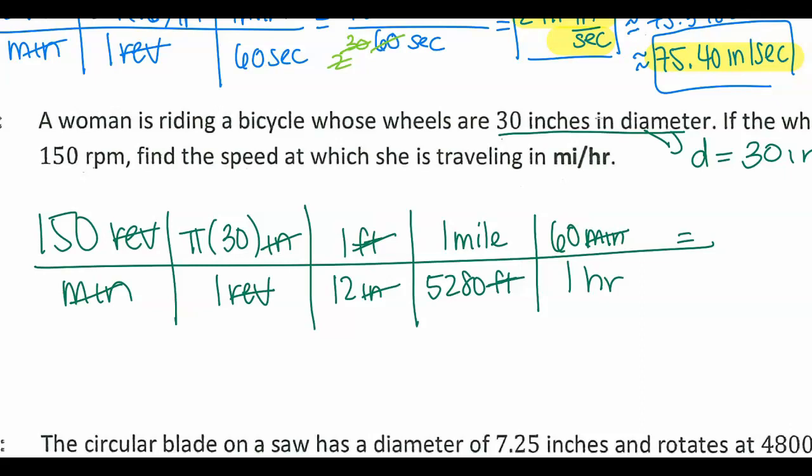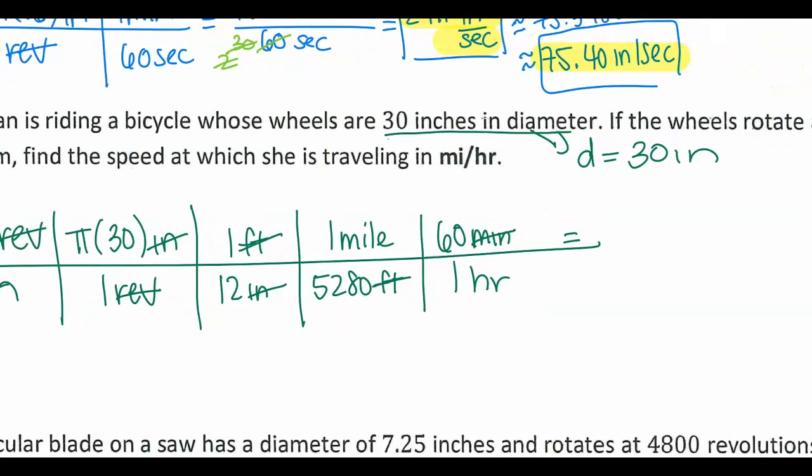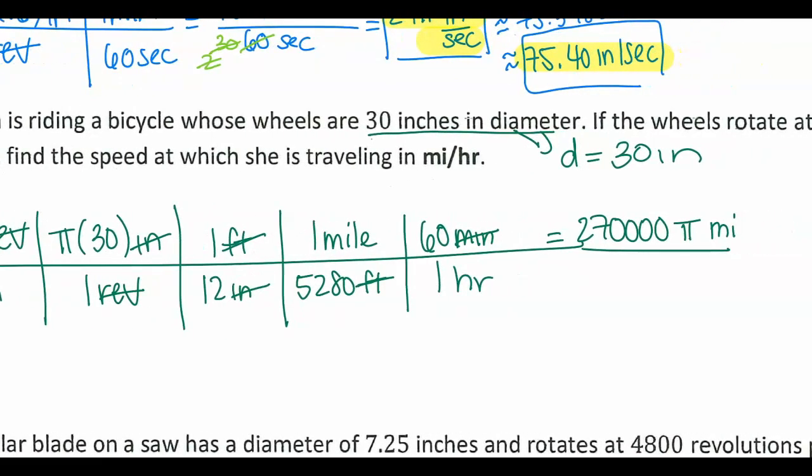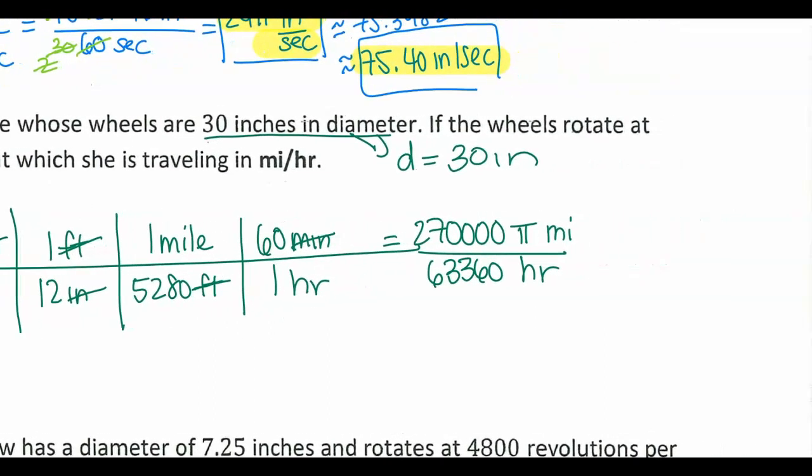Okay, so I'm going to multiply this stuff off camera. I'm just going to multiply all of the numerator numbers. So 150 times 30 times 60. That's going to give me, whoa, that's a big number. We're going to get 4 zeros. So 270,000 pi in miles over 5,280 times 12 times really just a bunch of ones, which isn't going to change my answer, which will give me 63360 hours. Of course, guys, see if you can simplify this.